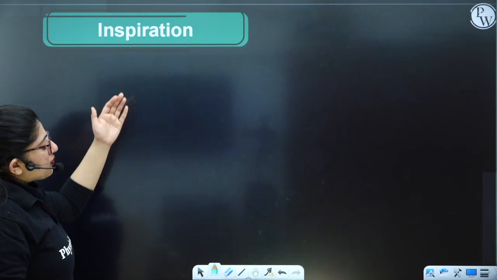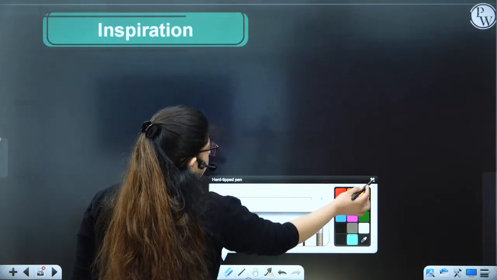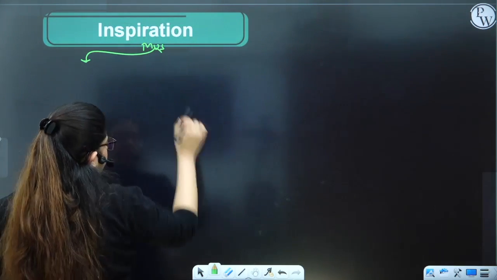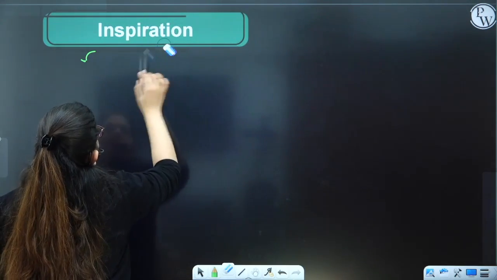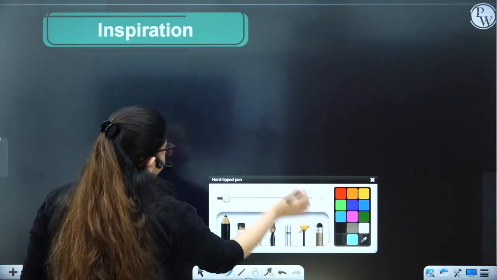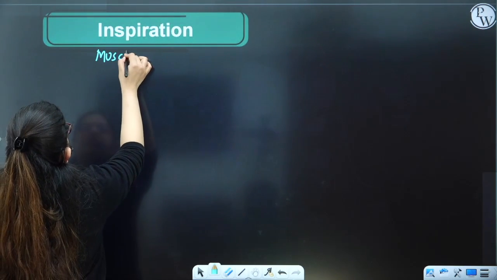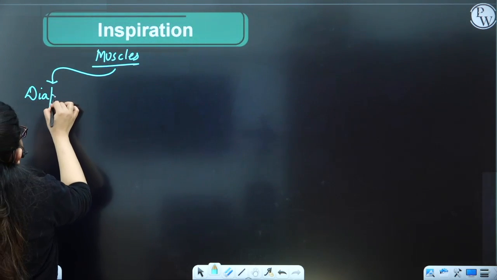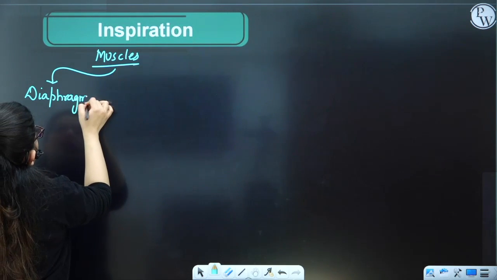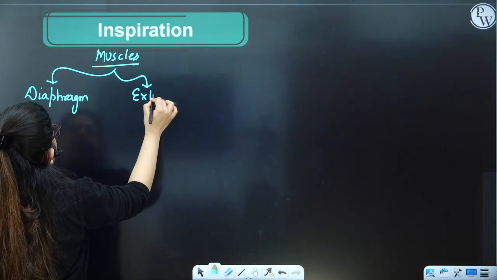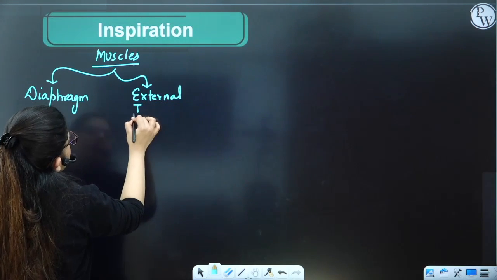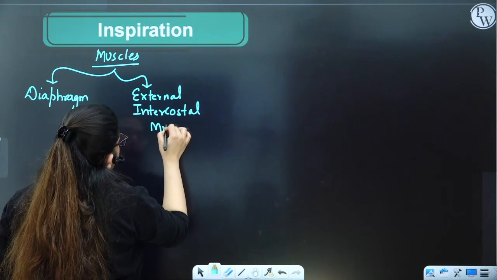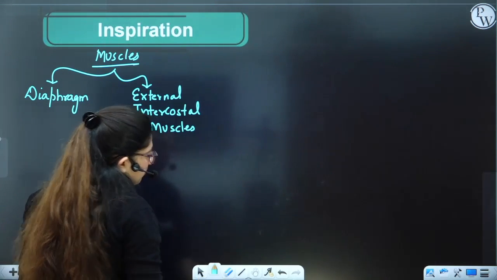All right. So first we'll talk about inhalation or inspiration. In inhalation or inspiration, there are two muscles which are responsible. How many muscles? Two muscles. First is the diaphragm and another is the external intercostal muscle. All right, let's discuss the muscles first.